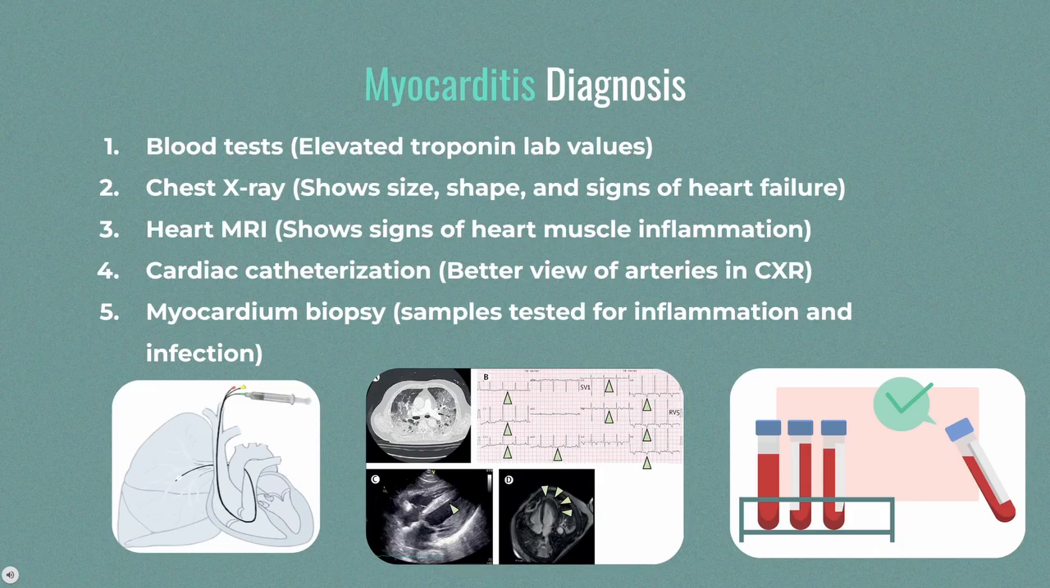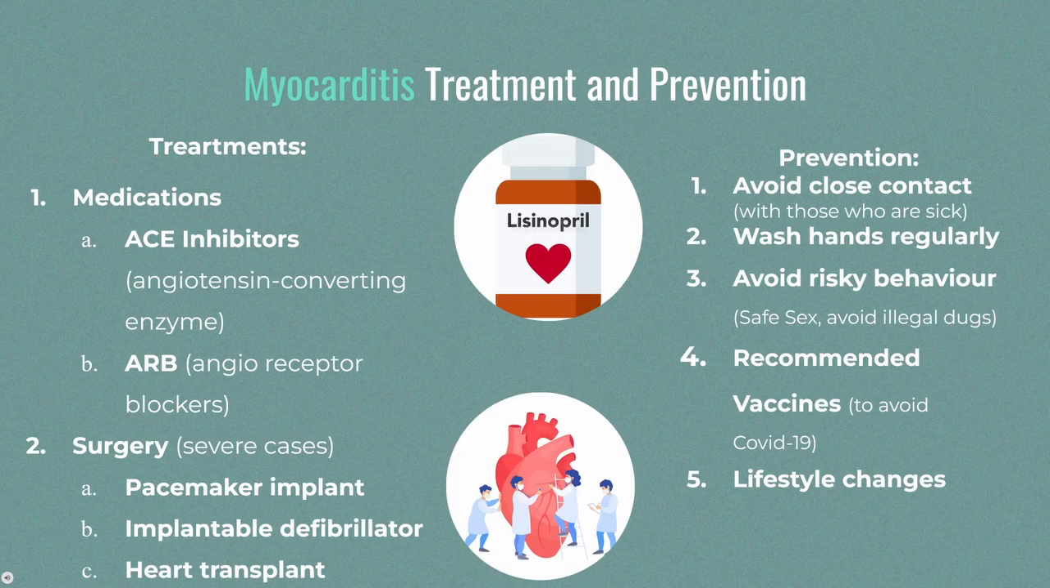The dye injected through catheters can make arteries appear better in chest x rays, and tiny biopsies samples of the heart muscle can be tested for inflammation or infection. Myocarditis treatments include ACE inhibitors, which lower blood pressure and help with remodeling of heart muscles. Length of treatment depends on type and case. Some may take medications for a few months and recover completely. Others may have long term permanent heart damage and need lifelong medications.